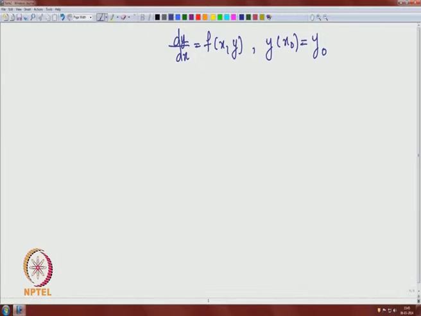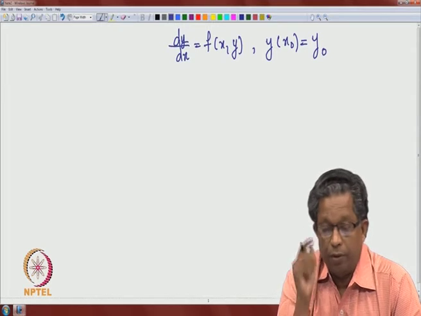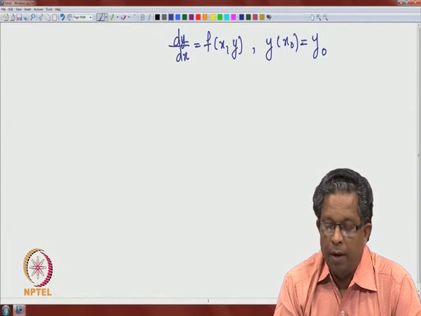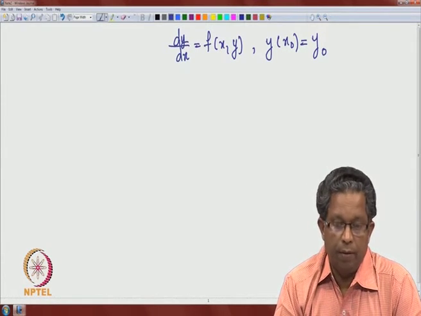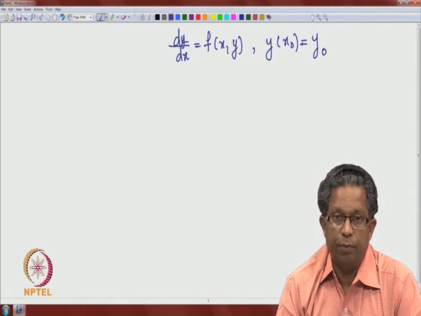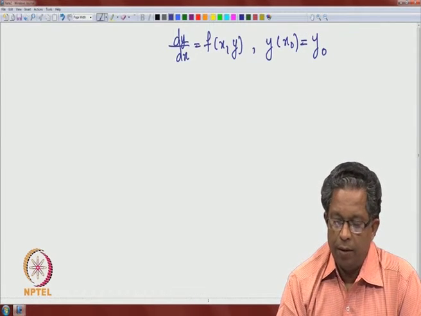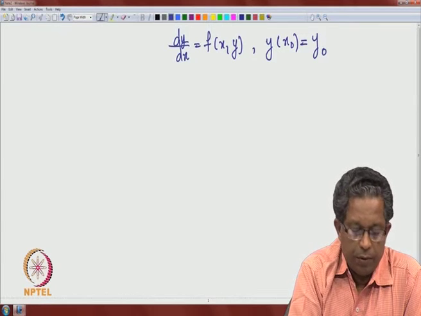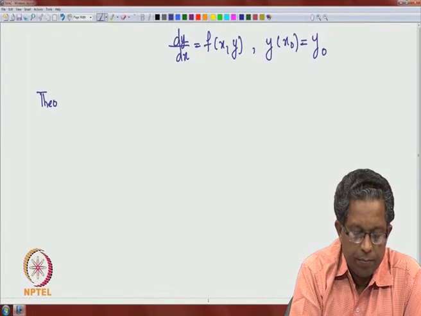And now we state and prove the existence and uniqueness theorem for this initial value problem, and the proof of the theorem will be based on Banach contraction principle. So, let me state the theorem.